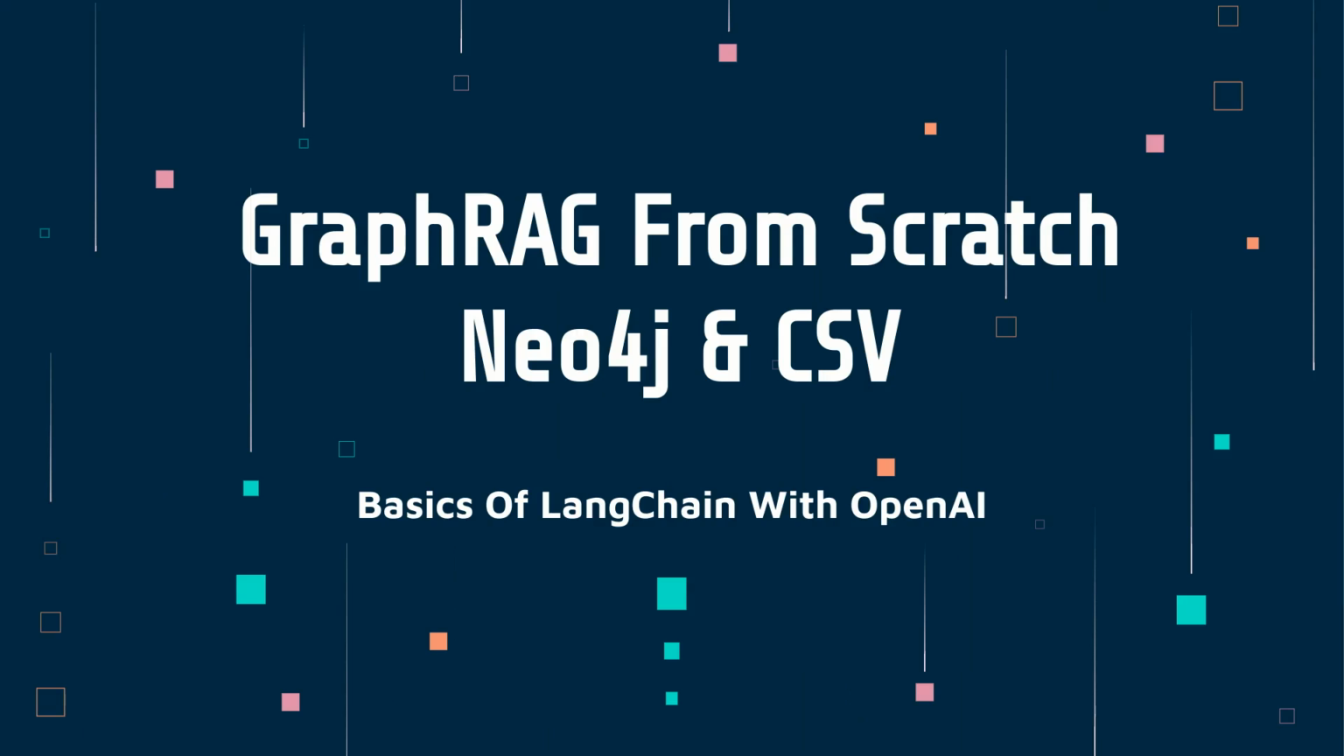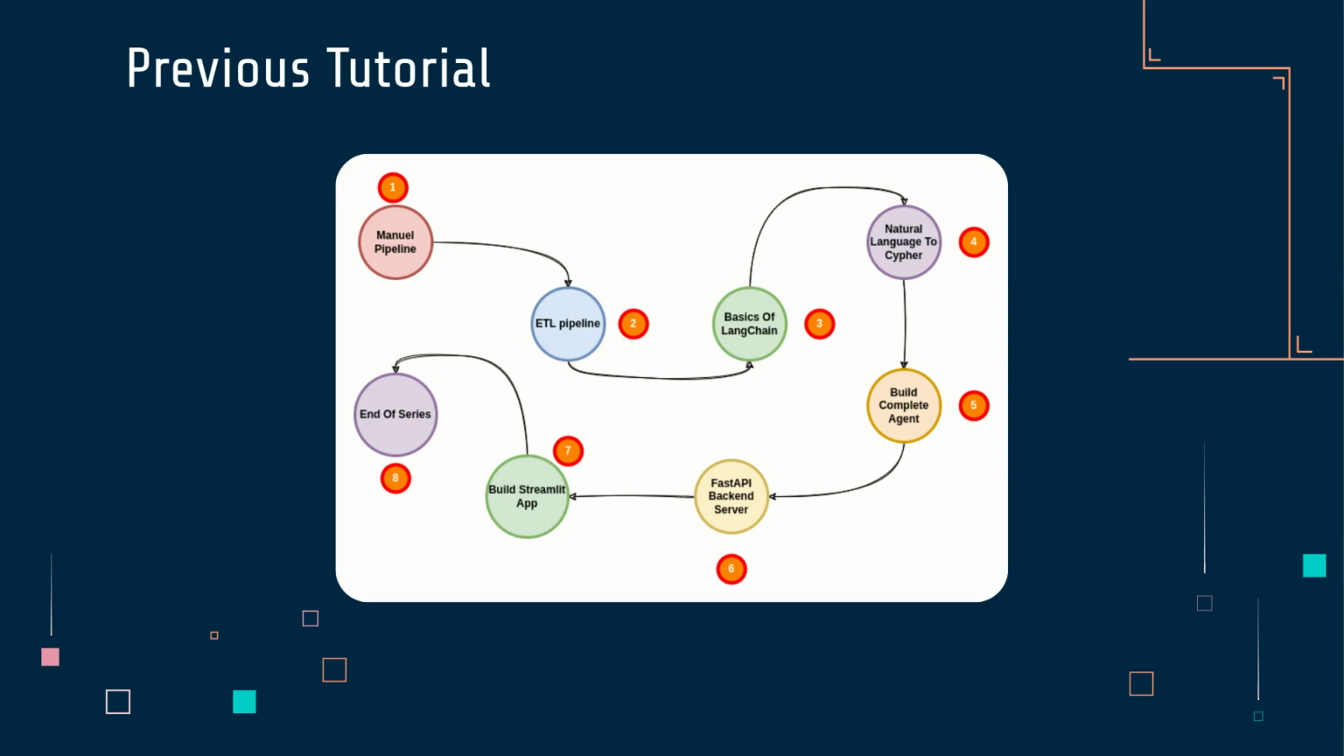So in today's video, we're going to continue with our series on building a RAG graph application using LangChain and Neo4j. In the other videos, we covered the basics of data ingestion using Neo4j. Then we went over building a data ingestion and ETL pipeline that automates the whole process of data ingestion from our CSV file into a knowledge graph in Neo4j. So this is basically what we have done so far.